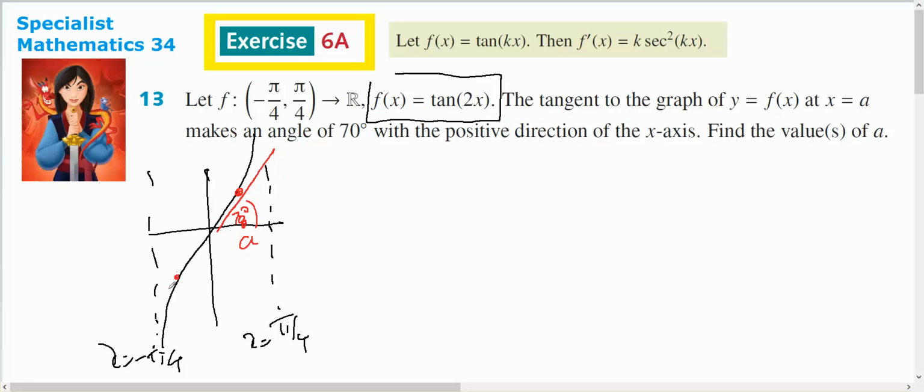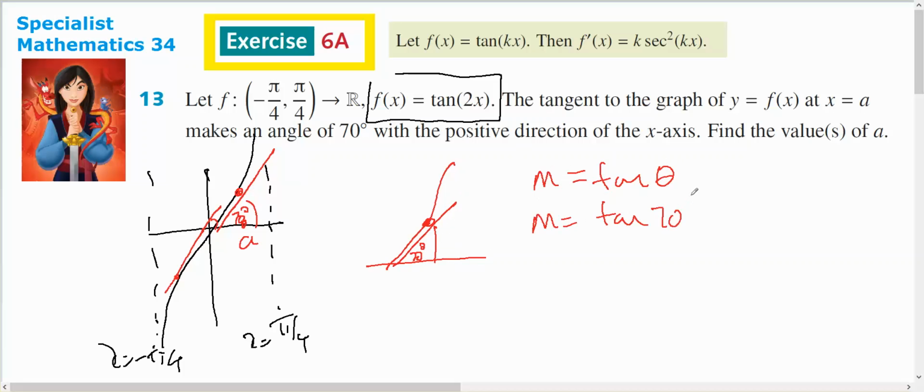So there's probably a couple of values of a. That's going to be 70 degrees and that's going to be 70 degrees. Okay, so if that's the case then I've got my curve. My curve, if that's 70 degrees, then the gradient of that line will equal the tan of the angle. So the gradient will be the tan of 70 degrees, which is the tan of 70 times pi on 180.